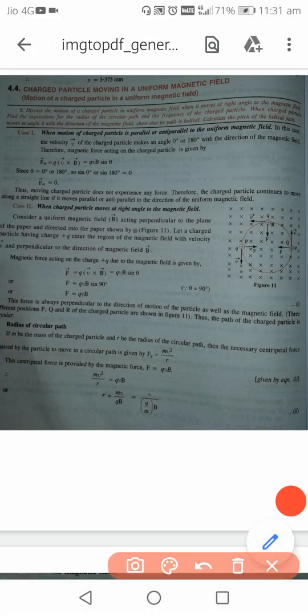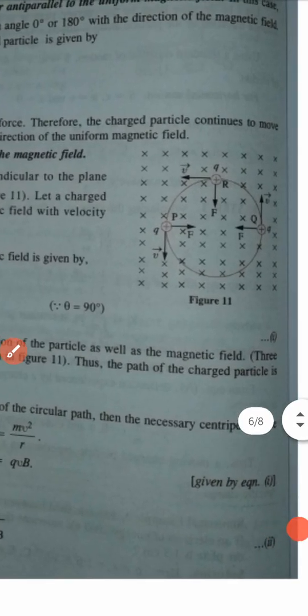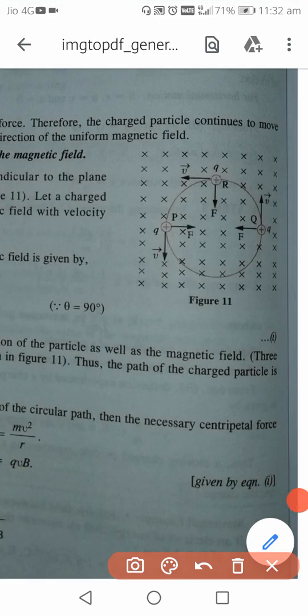Fine. So see here, what kind of magnetic field is this? I told you, if it is cross, that means the whole region is given by some crosses. Cross means the magnetic field is into the plane of the paper. Okay, the magnetic field is going inside the plane of the paper. Okay, the particle is released in this direction, this one. See it here. Okay, this part. The particle is released in this direction.